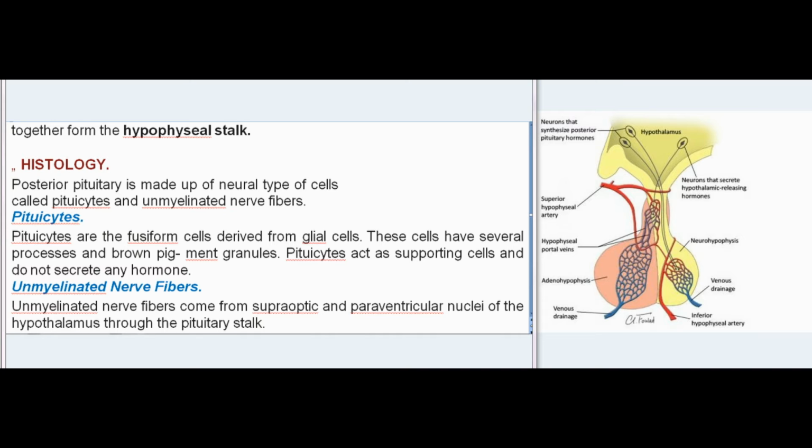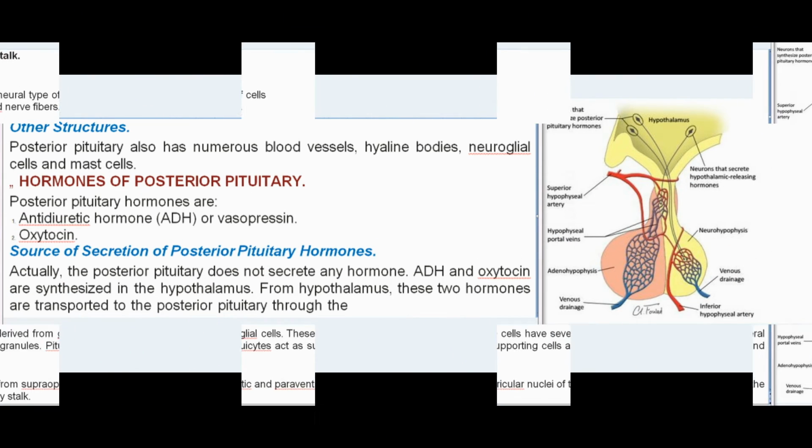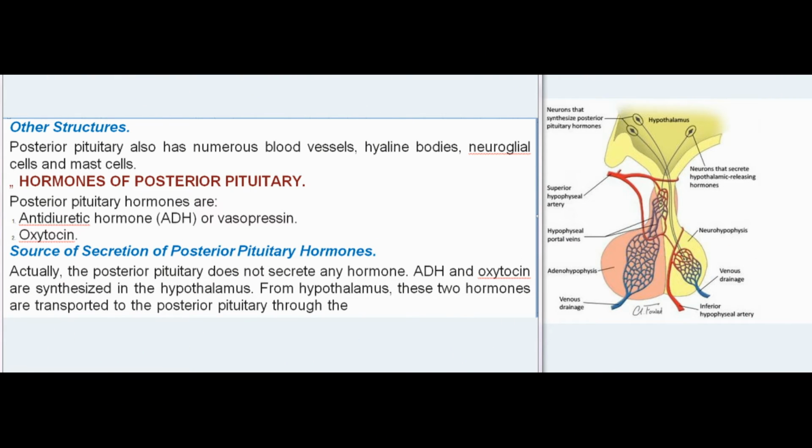Pituocytes. Pituocytes are the fusiform cells derived from glial cells. These cells have several processes and brown pigment granules. Pituocytes act as supporting cells and do not secrete any hormone. Unmyelinated nerve fibers. Unmyelinated nerve fibers come from supraoptic and paraventricular nuclei of the hypothalamus through the pituitary stalk. Other structures. Posterior pituitary also has numerous blood vessels, hyaline bodies, neuroglial cells, and mast cells.